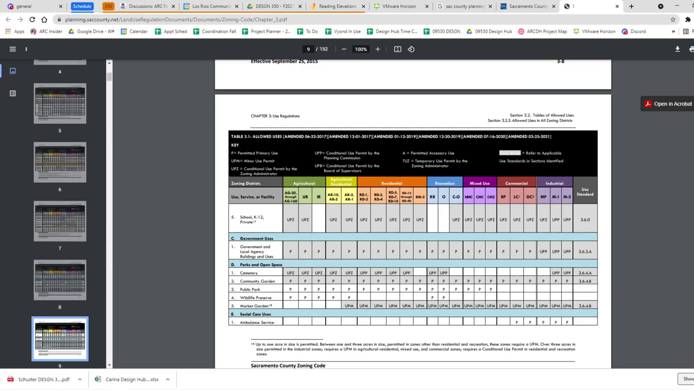Little public park, you can do that. Now, a market where you sell stuff is UPM. You have to get a minor use permit. And so you'd probably have to say your hours and when you're going to sell stuff.